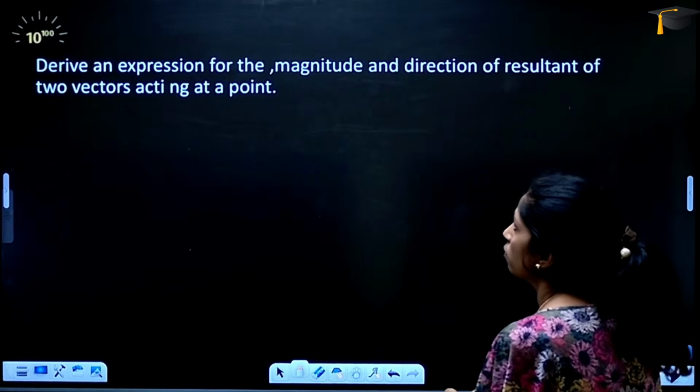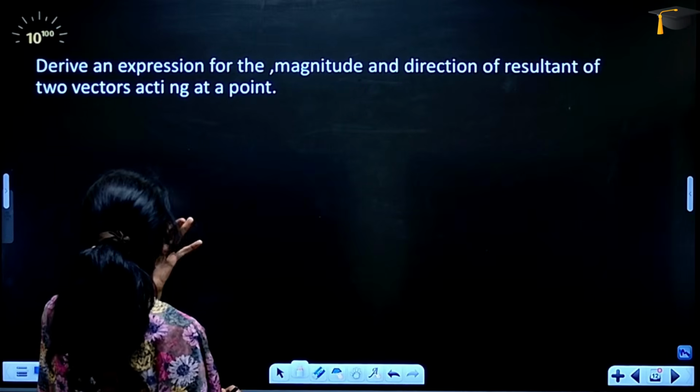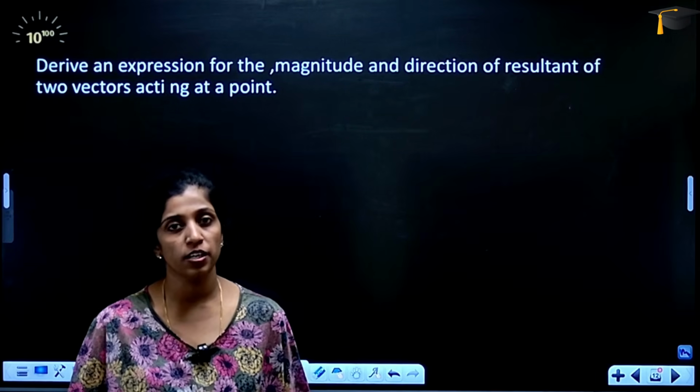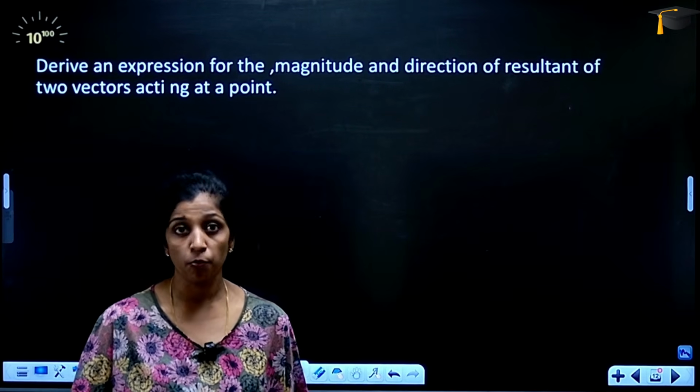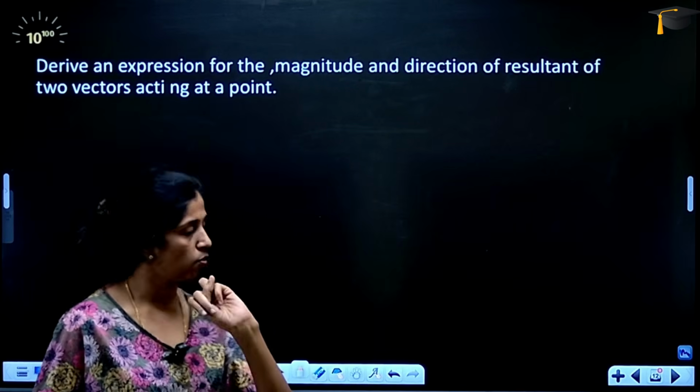Now moving to the next question. Derive an expression for magnitude and direction of resultant of two vectors acting at a point. Okay, so this is from the motion in a plane chapter. Again, it's a most important question. So now we'll have to take two vectors. For that, we'll have to find the resultant of two vectors, right?